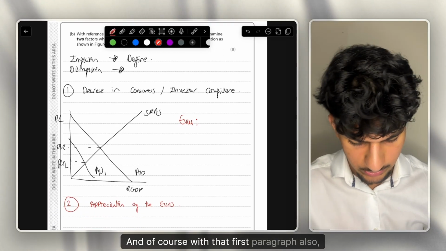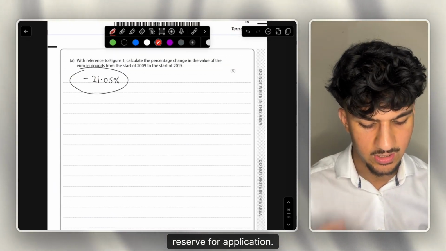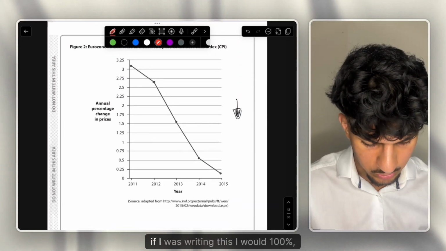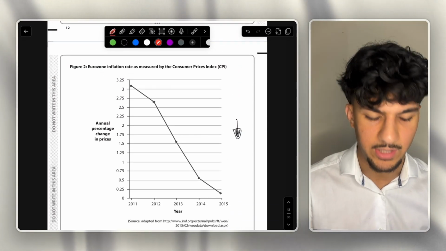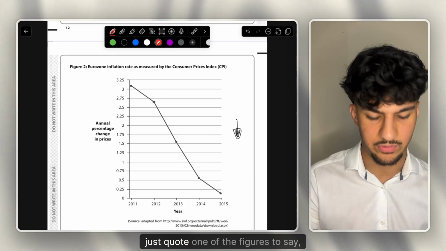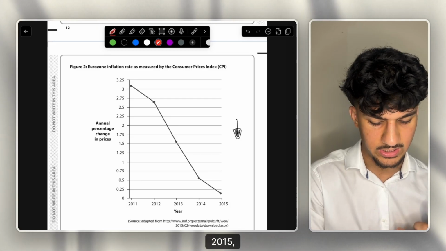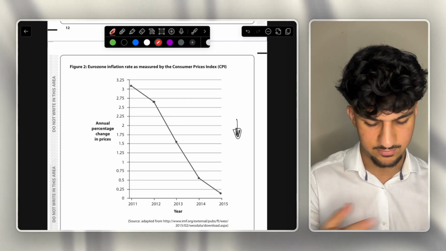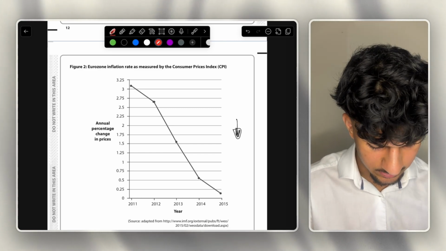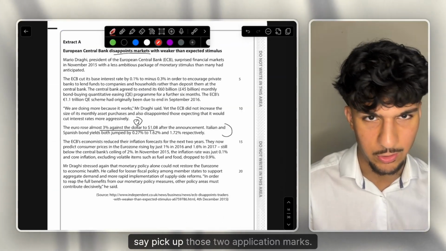And of course, with that first paragraph also, or even with the second paragraph, there are, remember, 2 marks here reserved for application. Since I'm just verbally saying it, I'm not going to write it, but if I was writing this, I would 100% in 1 or 2 or both paragraphs, whenever you talk about disinflation, just quote one of the figures to say, for example, this disinflation occurred from 2011-2015, where inflation rate fell from 3.1 to 0.25, whatever you want to say. Just basically quote the extracts to pick up those 2 application marks.